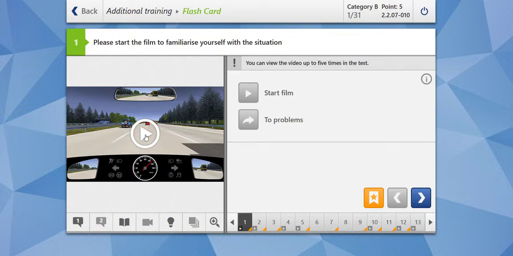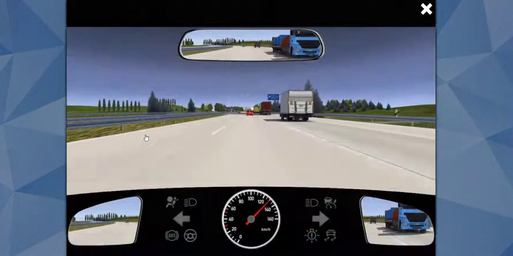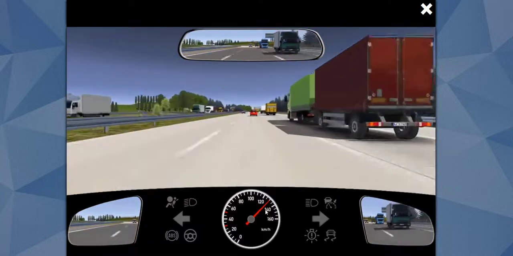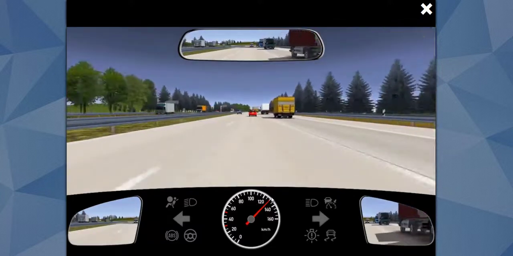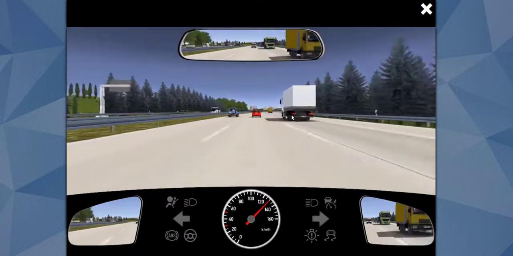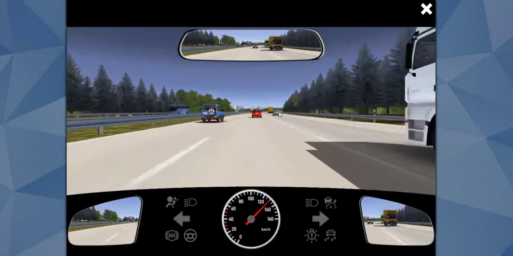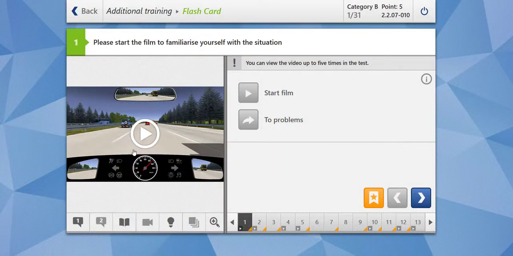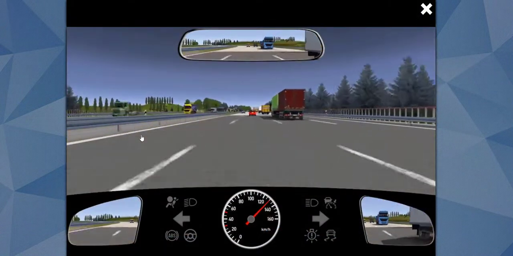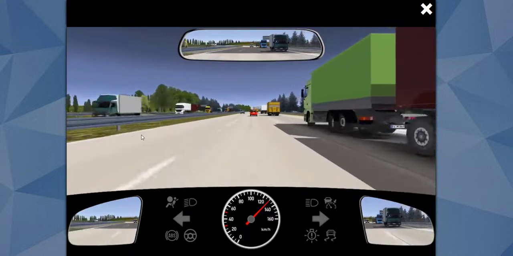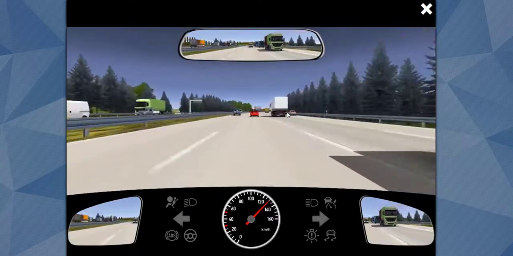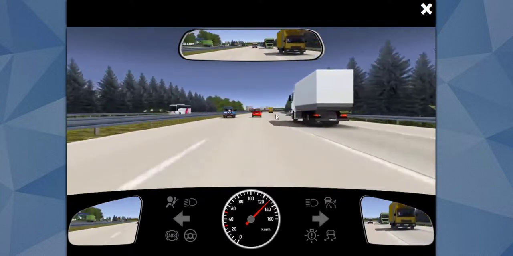Please start the film to familiarize yourself with the situation. Let's start the film. What we see, we are on the highway, on the Autobahn. We are driving at 130 km per hour. And what we see, this gray car is about to change its lane. So let's watch it once again. We are on the Autobahn and we are driving at 130 km per hour. This gray car is giving the blinker and it wants to merge.